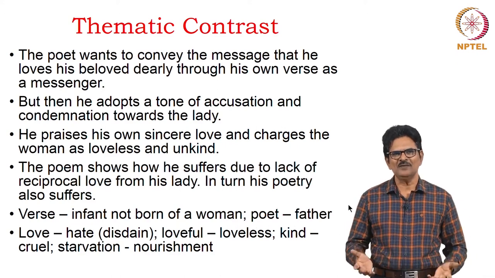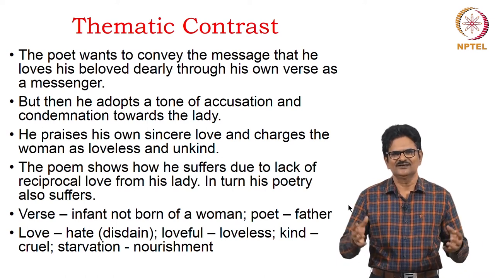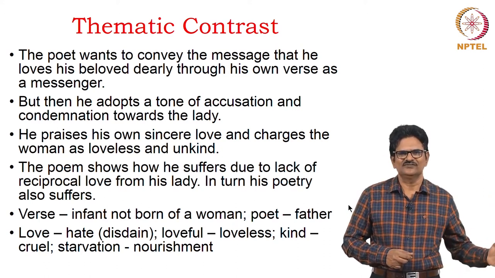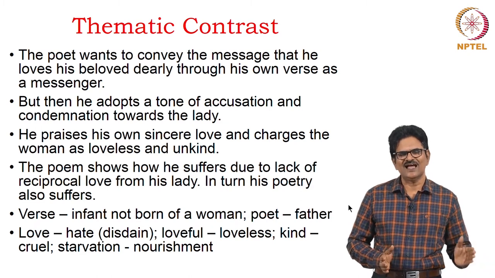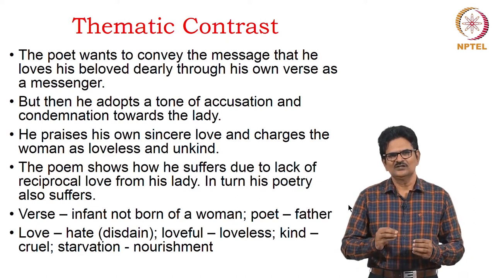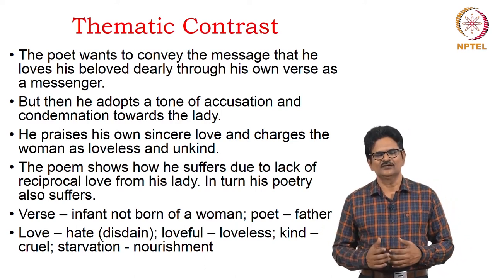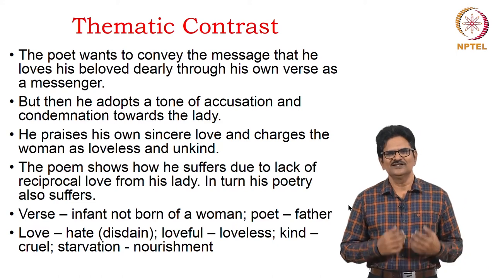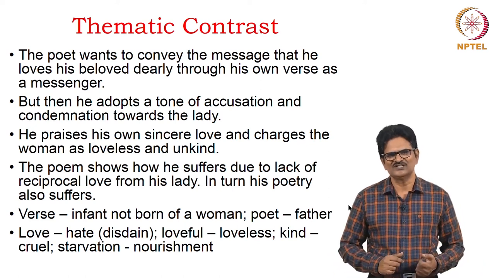Now, let us examine the poem using the idea of thematic contrast. What are the ideas contrasted within this poem? Actually, we have the poet writing to the lady through verse, his own verse, as a messenger. It is for love, and this love is juxtaposed with the idea of death or the impending death. If the poet does not receive more of love from his lady love, his blood may dry up, his poetry may die, and in that means he may also die.